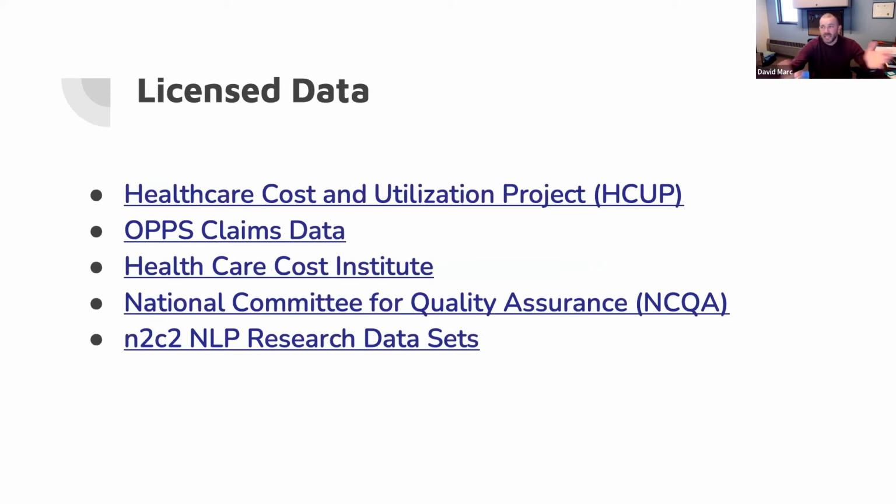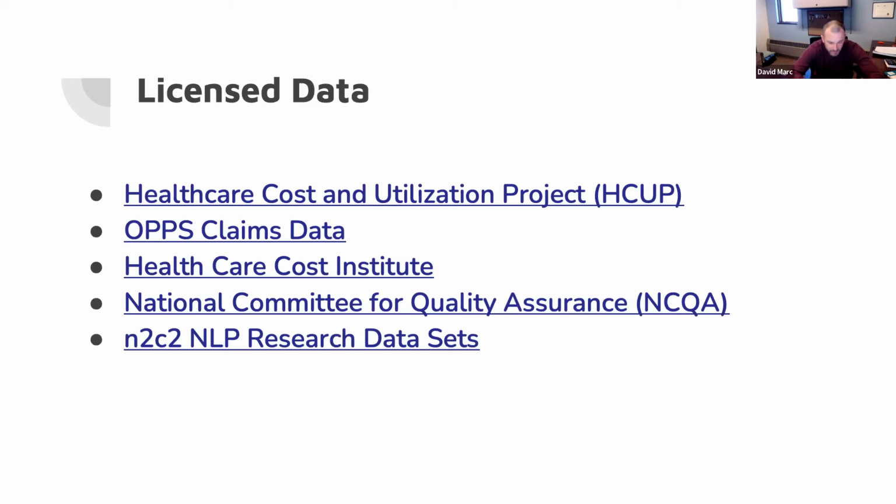Here's some examples. HCUP is a very common one. This is where you can get data on different payers. The data includes information on inpatient, emergency department, ambulatory visits. There's data on children, adolescents as well. It's focused on healthcare utilization and cost predominantly.